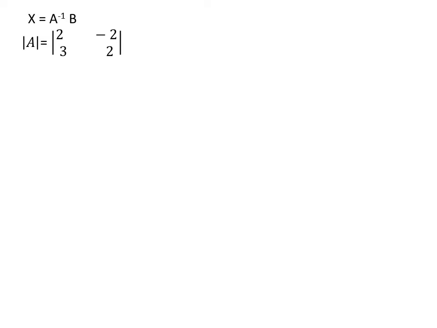For this, we will write the elements of matrix A in determinant form. Here, the elements at the diagonal places are multiplied firstly, which will give us 2 into 2. Then we will apply minus sign, and after these other two elements are multiplied, which are minus 2 into 3. By solving these terms, we can write 4 plus 6 which is equal to 10. So the determinant of matrix A is equal to 10.